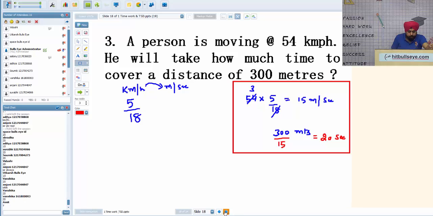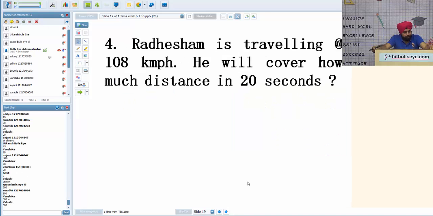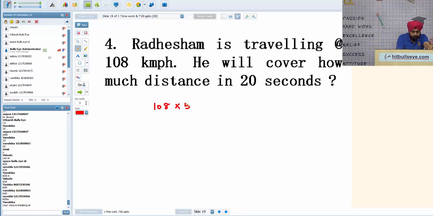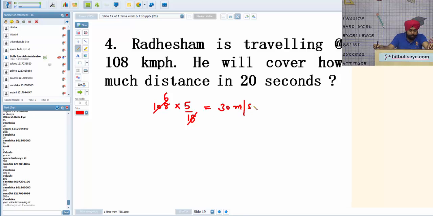So let's move on, students. Answer this. Is it 600? Some of you are answering. 108 km per hour into 5 by 18. The speed happens to be 30 meters per second. Now 30 meters per second is your speed and your time is given to be 20 seconds. Now you know distance is equal to speed multiplied by time.